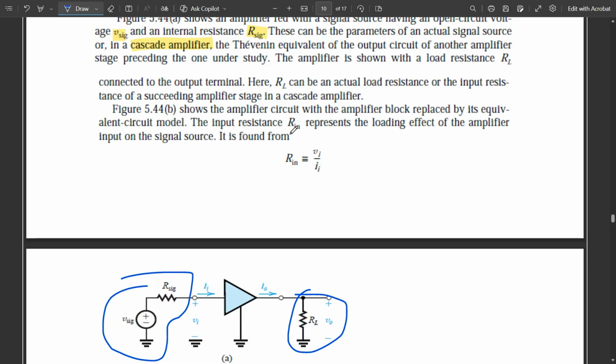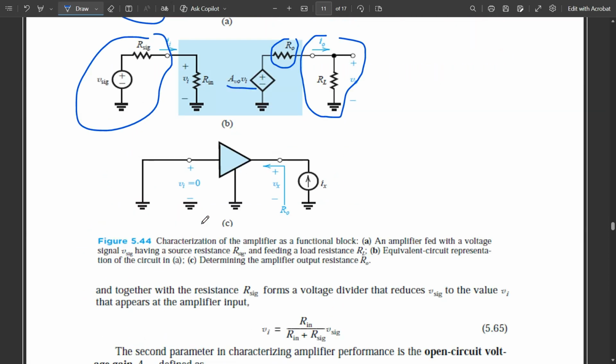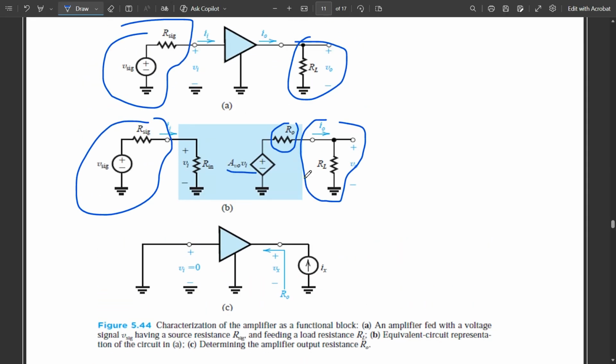The input resistance R in represents the loading effect of the amplifier input on the signal source. Okay, so that is found from R in is equal to Vi divided by Ii, or V in divided by I in. It's one and the same. And these are the things which are mentioned here. So these two circuits you note it down.